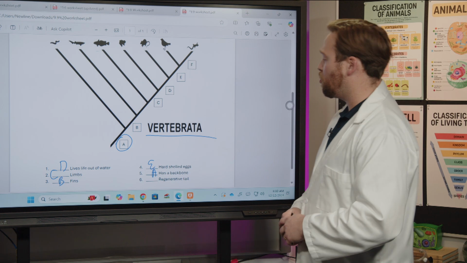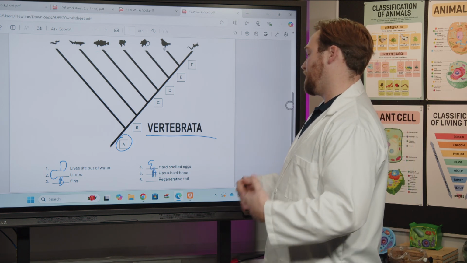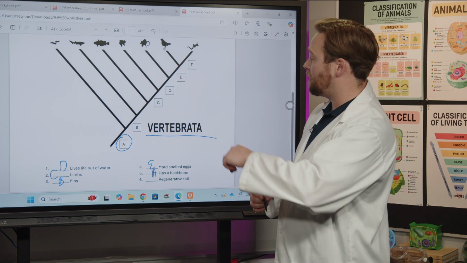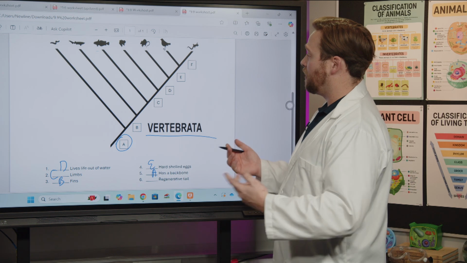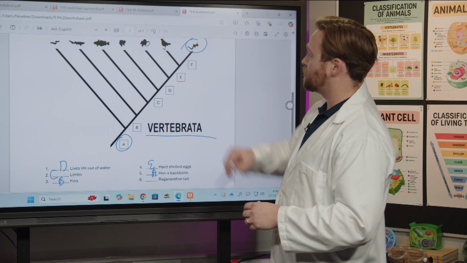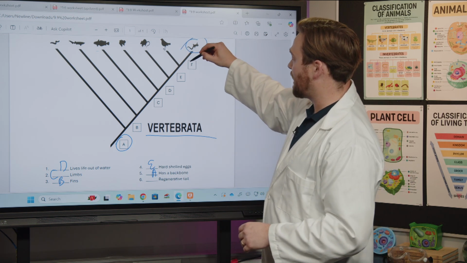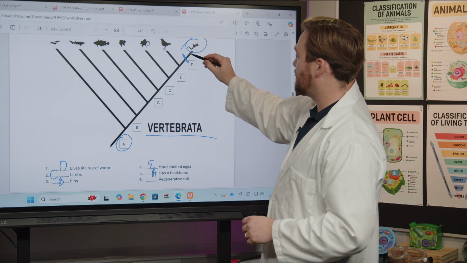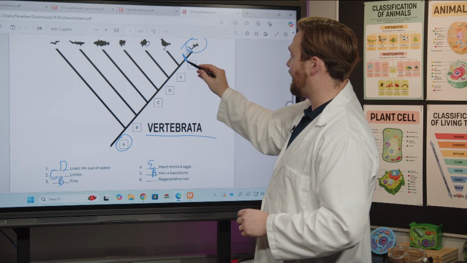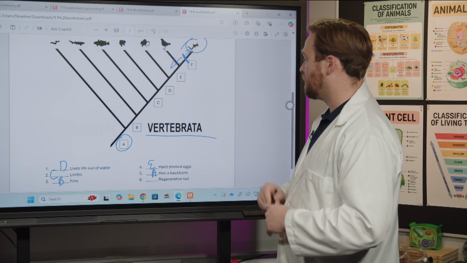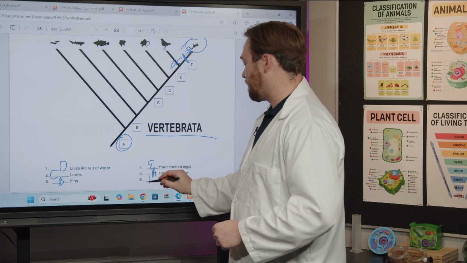All right, just one more. 6 has a regenerative tail. Y'all might know that if you take the tail off of a lizard, it'll grow back. And so only this one has that ability. And so the best answer choice for this is F, because everything past this one has that trait, but nothing before does. So we'll go with F for that one.